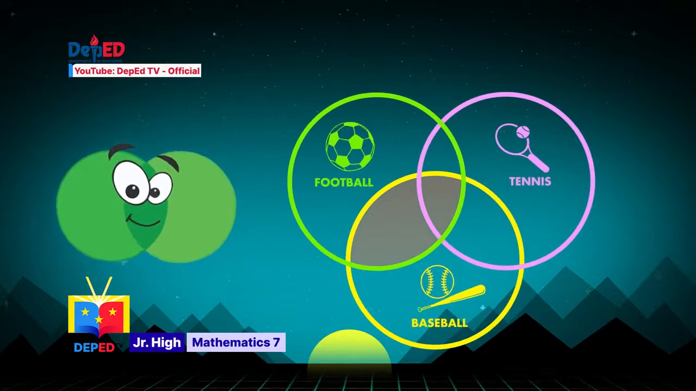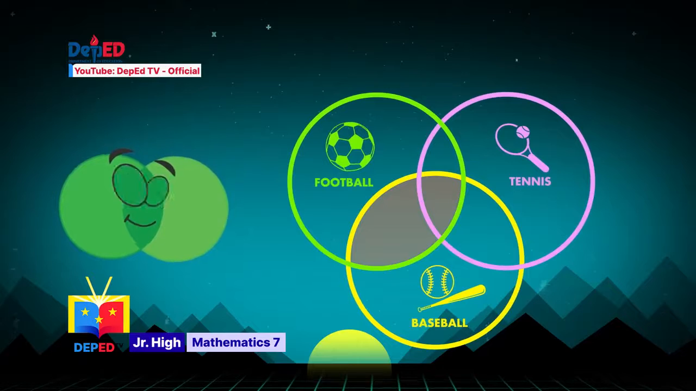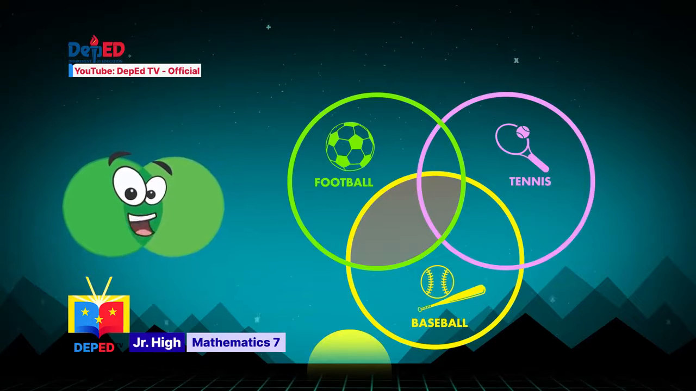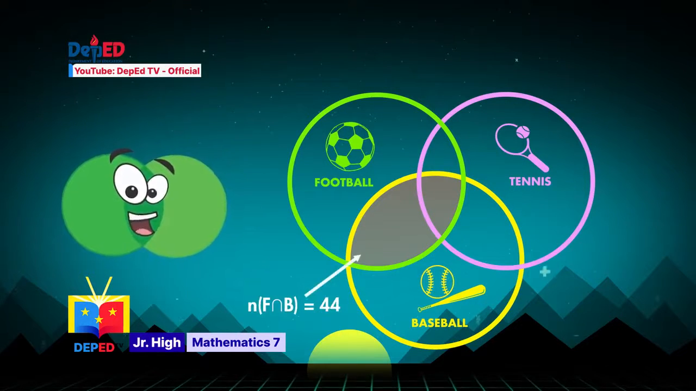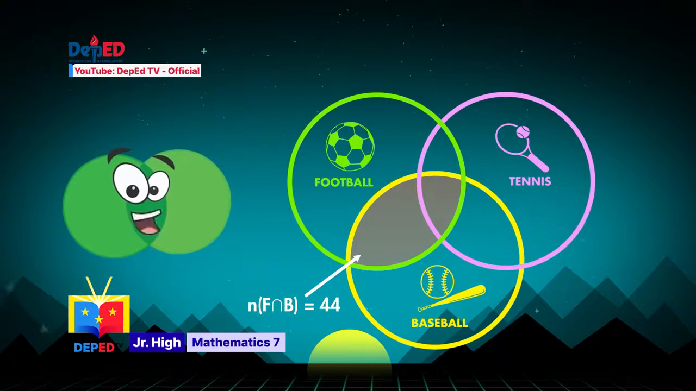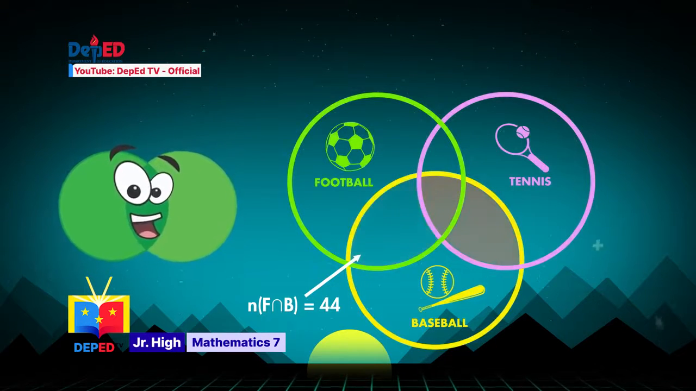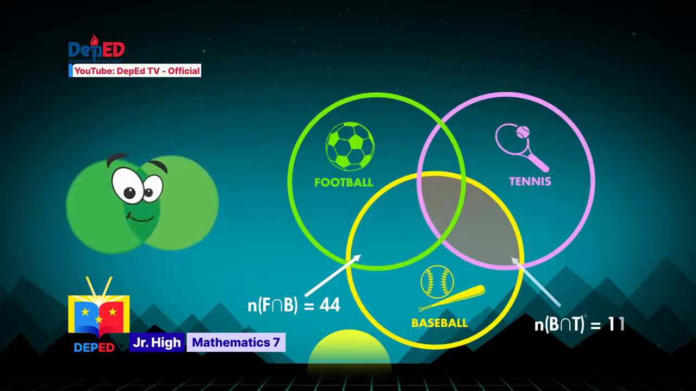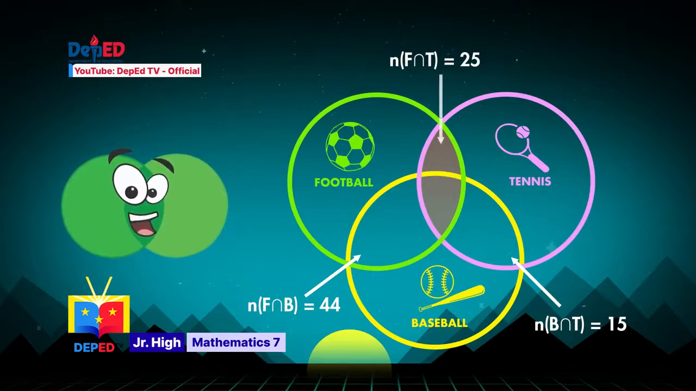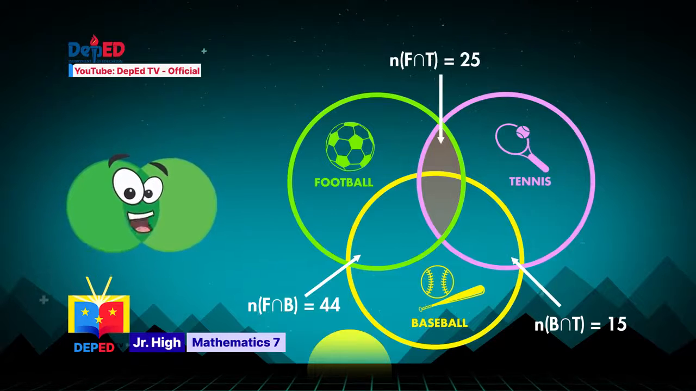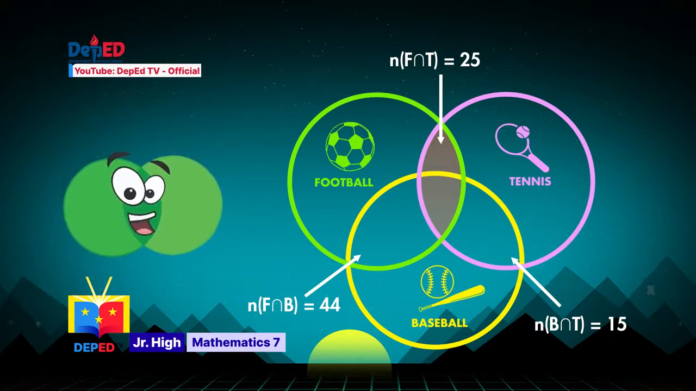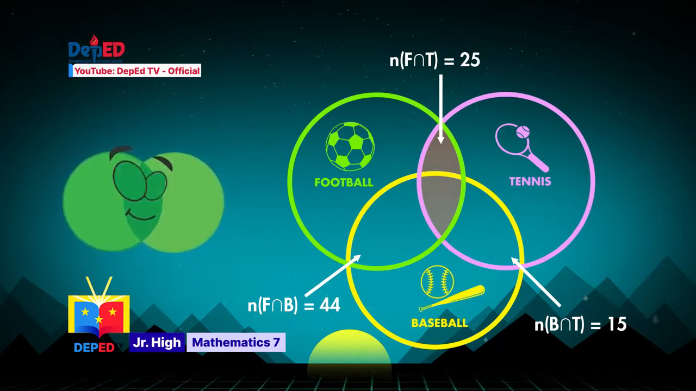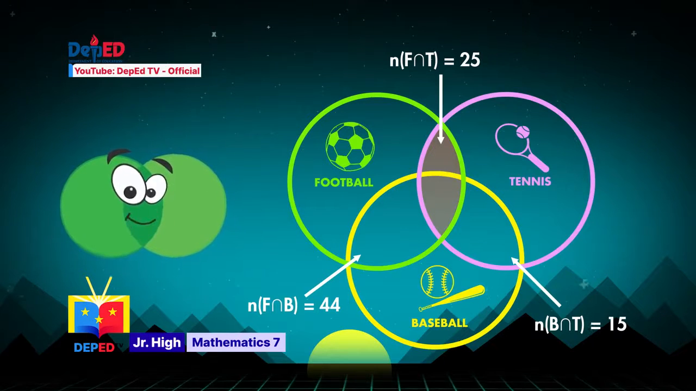44 students are playing football and baseball, so this must be the intersection of sets F and B. 15 students are playing baseball and tennis, so this shall represent the intersection of sets B and T. We also know that 25 play football and tennis. This shall be regarded as the intersection of sets F and T. What else? Am I missing out something, Teacher DJ?